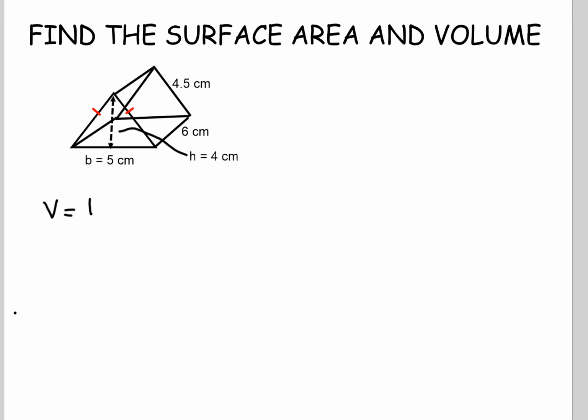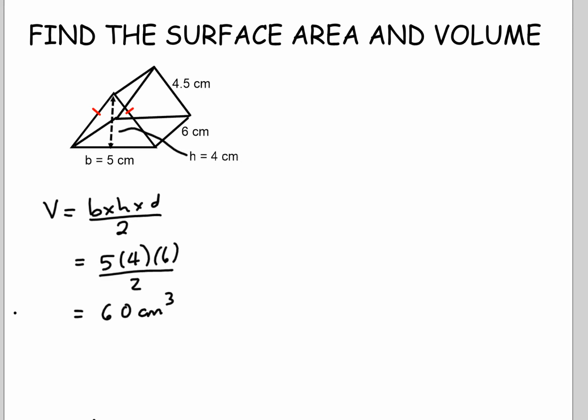The formula for volume is base times height times depth divided by 2. The base is 5, the height is 4, the depth is 6, and we're going to divide that by 2. And we'll get 60 when we do that. And again, because it's volume, we do centimeters cubed. Surface area, again, a little bit more complicated. We're going to find the sum of areas of all sides.